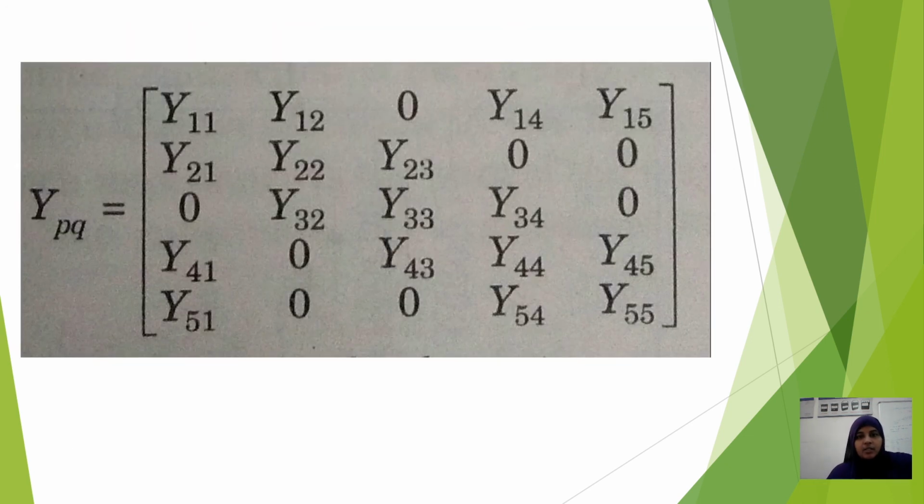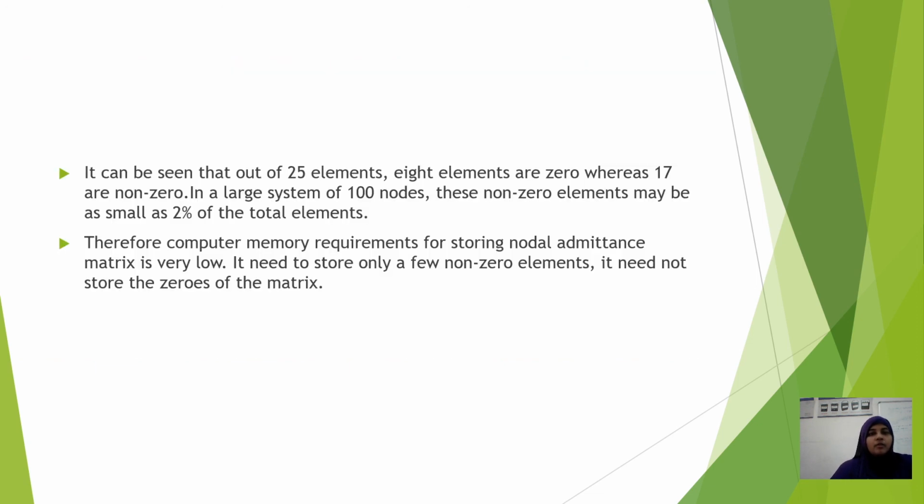For the 5-bus system also we have seen the matrix Y_PQ. What we have observed here is that there are many zero terms. Non-zero elements are 17 and zero elements are 8. So the computer memory requirement for storing the nodal admittance matrix will be low, because it has to store only the non-zero elements. It does not store the zeros of the matrix.